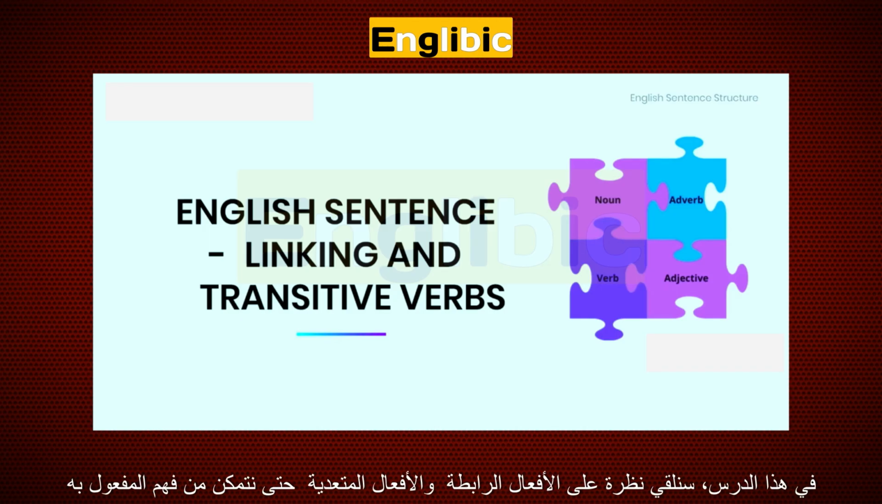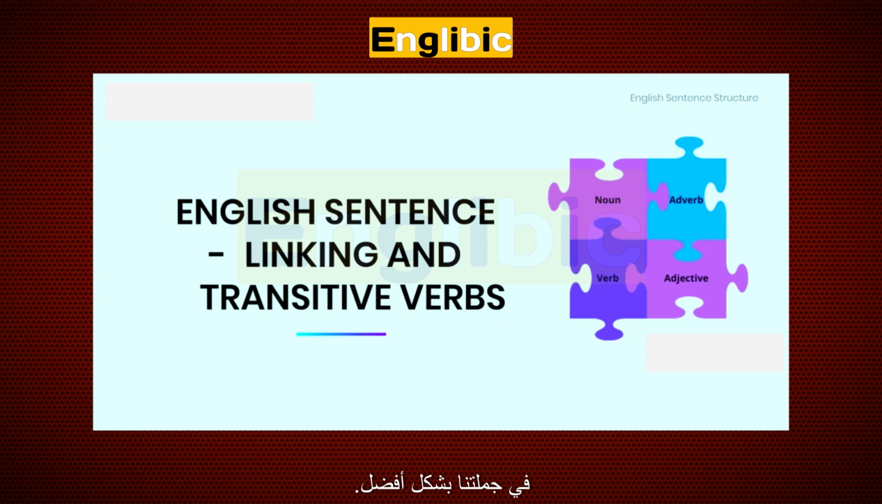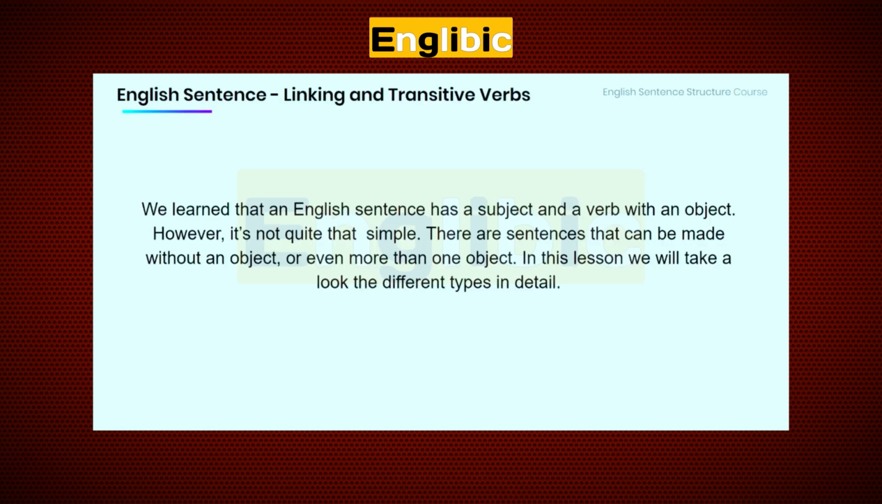In this lesson, we'll take a look at linking and transitive verbs so that we can better understand the object of our sentence. So we learned, right, that an English sentence has a subject, a verb, and then an object.